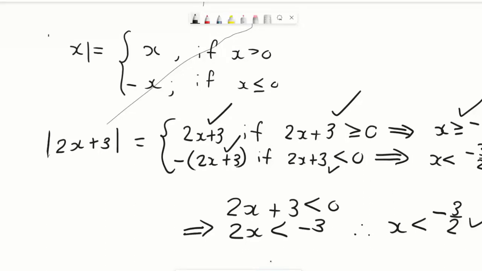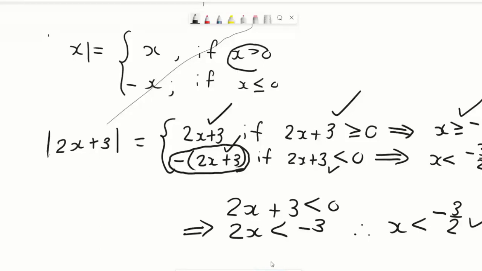I'm asking why are we not solving that negative one? When we solve it, we're going to get negative 2x and negative 3. You're talking about that one? For the condition where x lies, you must use the definition.